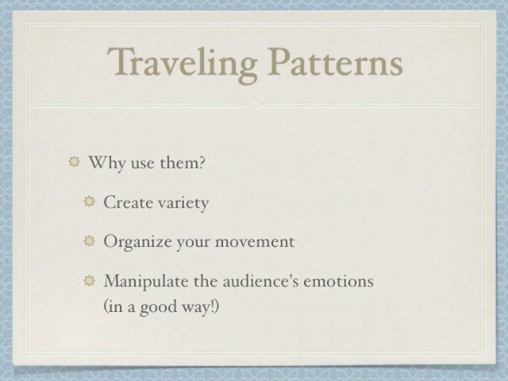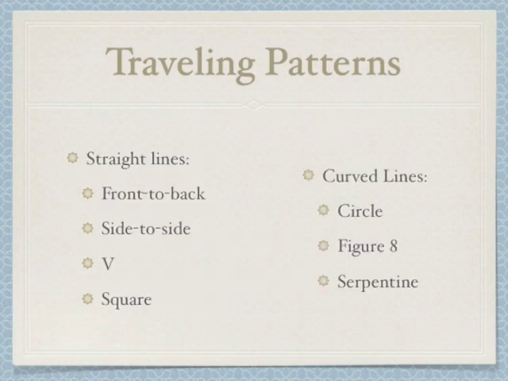So let's look at some specific traveling patterns. These fall into two groups. The first group is patterns made up of straight lines. So this includes front to back, side to side, the V shape, and the square. Our second group is patterns made of curved lines, which includes the circle, the figure 8, and a serpentine shape. So let's look at these individually.